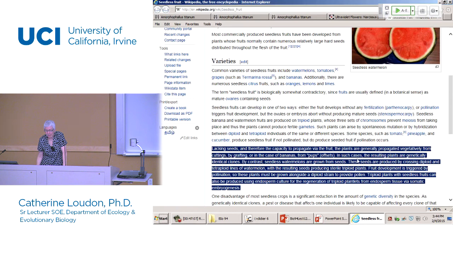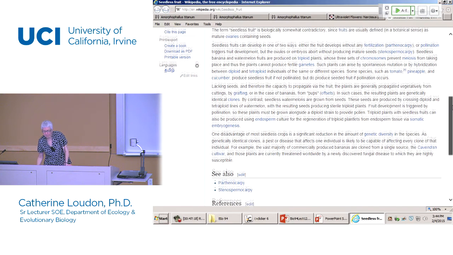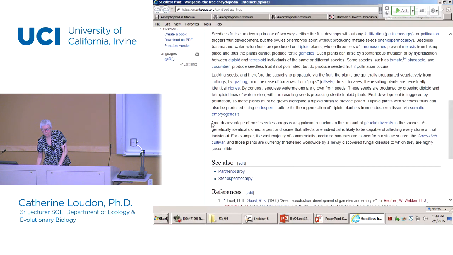So, let's see if we continue. In such cases, resulting plants are genetically identical clones. Let's go ahead and scroll down here. All right, one disadvantage, let's look at this last paragraph.